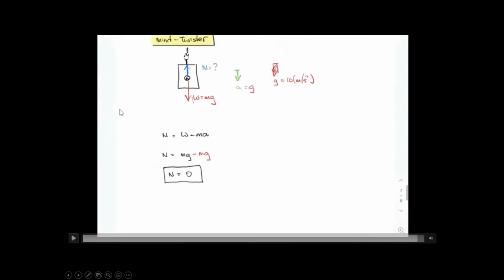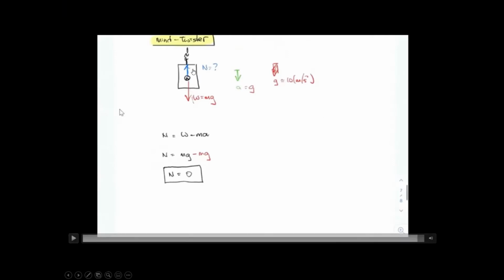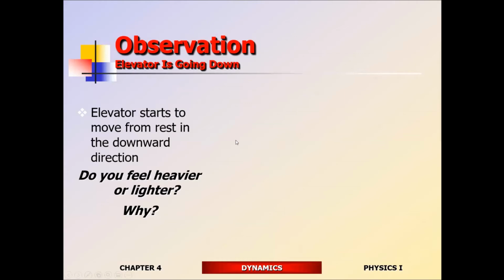So as soon as the cable snaps, in a fraction of a second, boom, you will feel weightless. You won't be able to feel the floor under your feet. All right, guys, just highlight that. You won't be able to feel the floor under your feet. Your center mass and the elevator will be falling at the same rate. You will become suspended relative to your center mass.